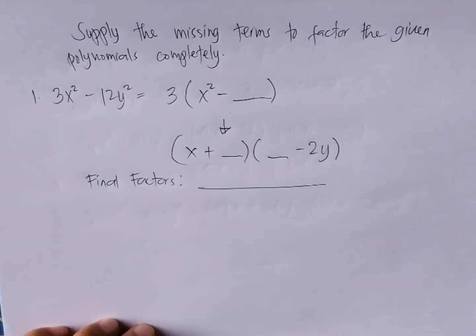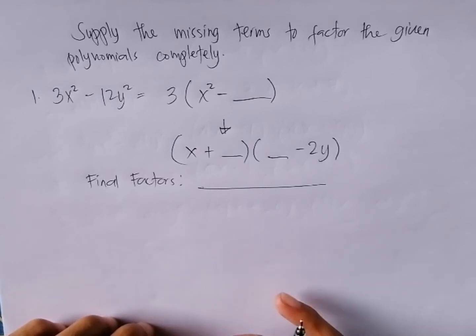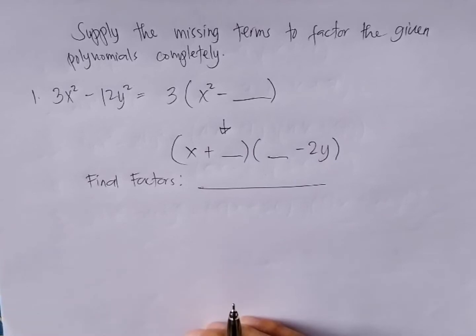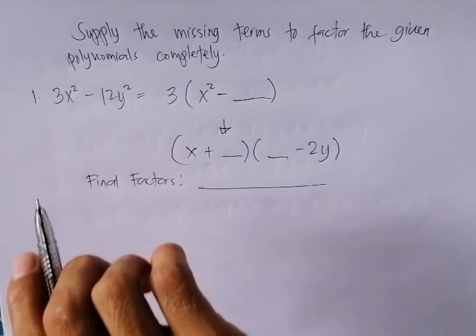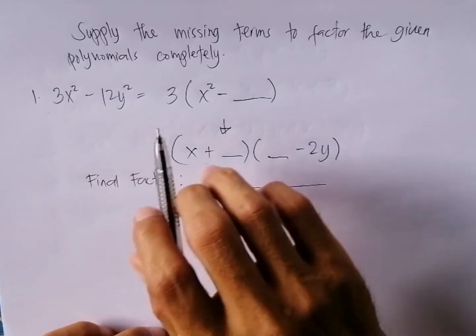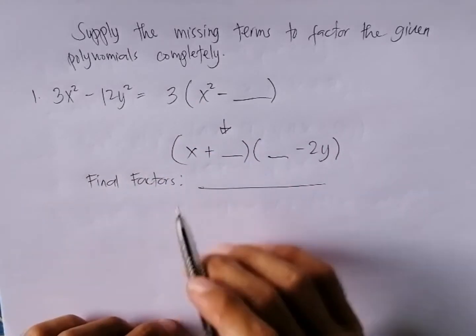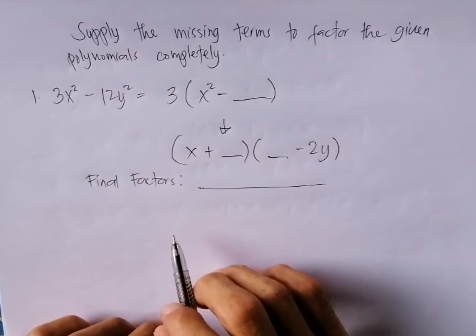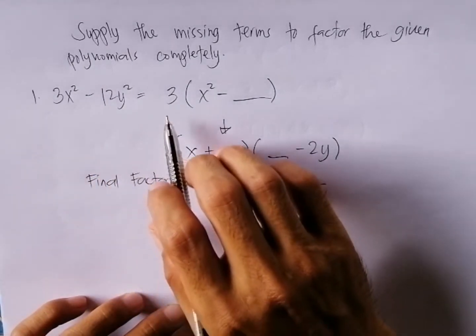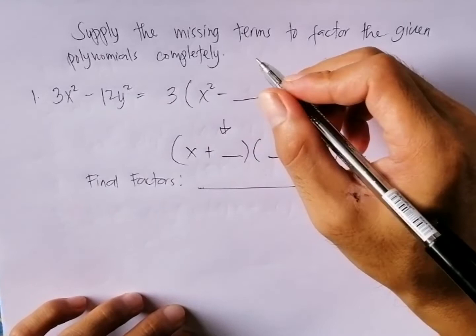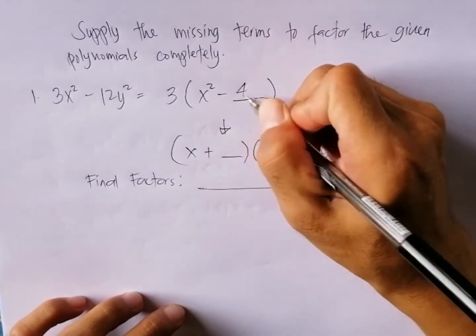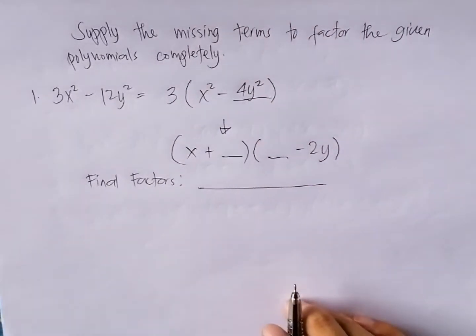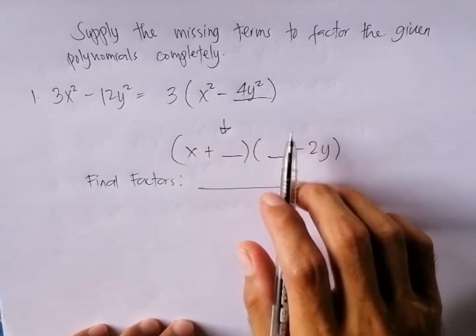Supply the missing terms to factor the given polynomials completely. Number 1, the problem is 3x squared minus 12y squared. So that is equal to 3 times the quantity of x squared minus blank. So all you have to do is divide 3x squared by 3, that is x squared, minus then 12y squared divided by 3, that is equal to 4y squared.